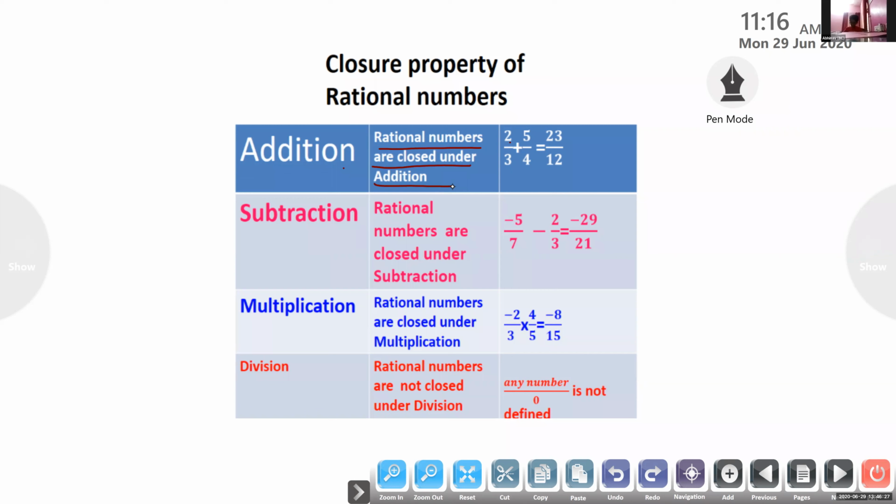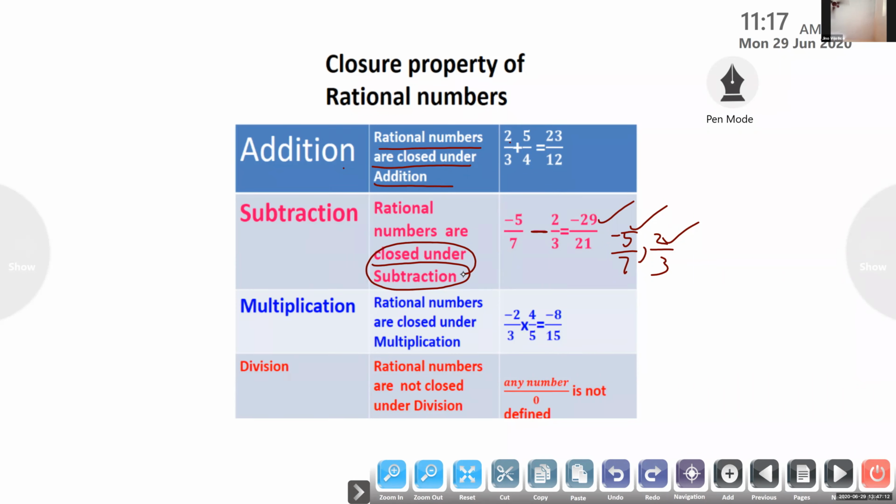Okay. Now we will take subtraction. We are taking two numbers, negative 5 by 7 and 2 by 3, and we subtract them: negative 5 by 7 minus 2 by 3. The answer is negative 29 by 21. Negative 5 by 7 is a rational number, 2 by 3 is a rational number, and the answer negative 29 by 21 is also a rational number. So we can say that rational numbers are closed under subtraction. Got it?